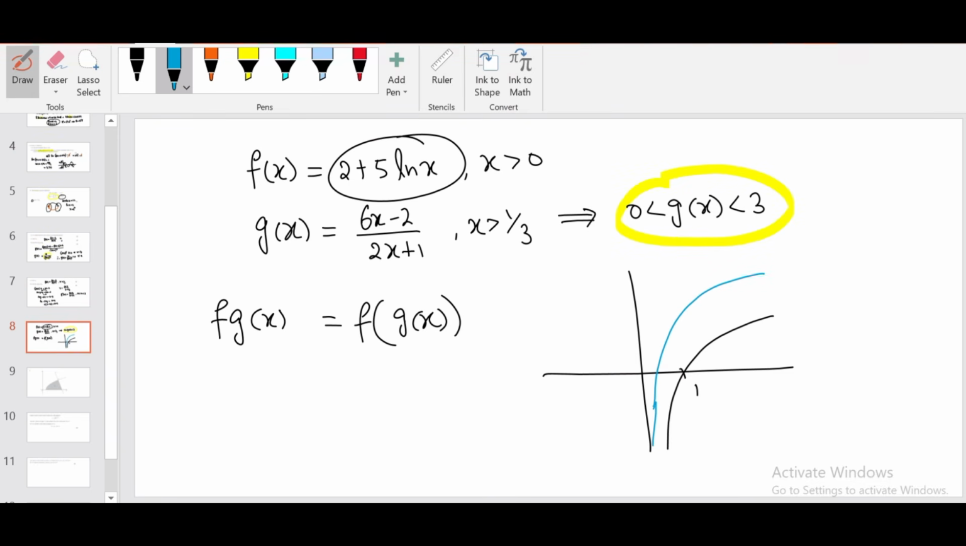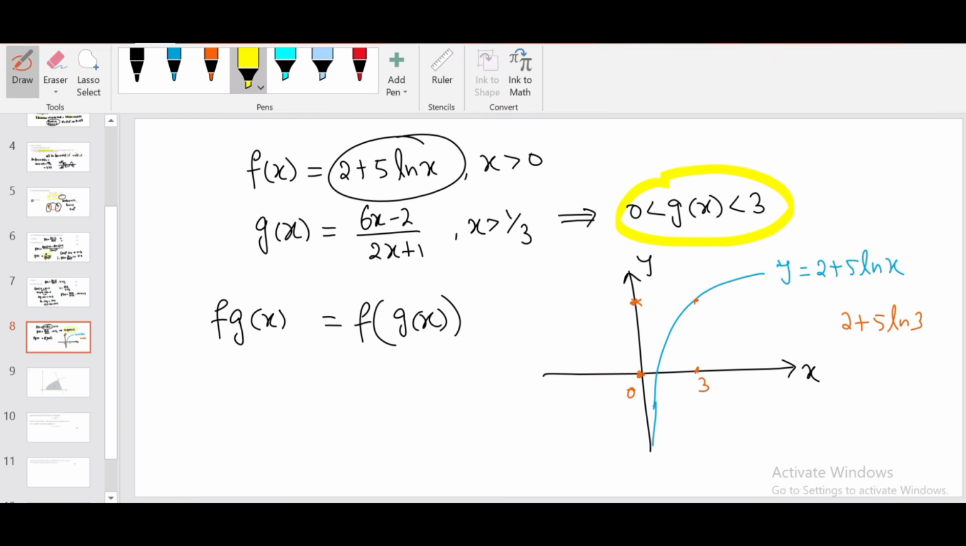This is the graph: y is equal to 2 plus 5 ln x. When you take the x values from 0 to 3, this is the x-axis. When you sub in 3, you will get 2 plus 5 ln 3. That's the y value here, right? So I'm going to highlight the domain now, 0 to 3. The corresponding graph for this domain is this.